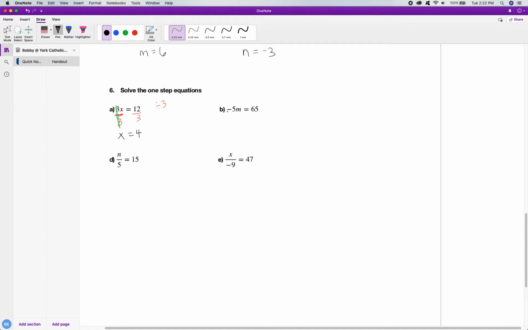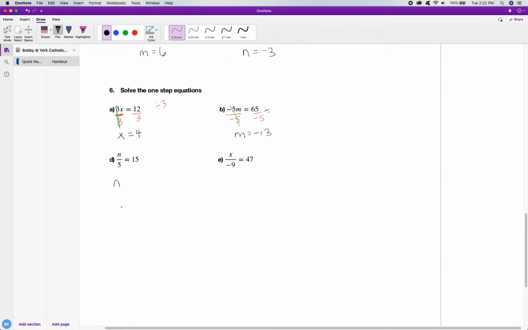What's happening to m? I'm multiplying by negative 5. The opposite is to divide by negative 5. The negative 5 and negative 5 cancel out. I'm left with m. 65 divided by negative 5. Remember, this is division, so not subtracting. 65 divided by negative 5 is negative 13.